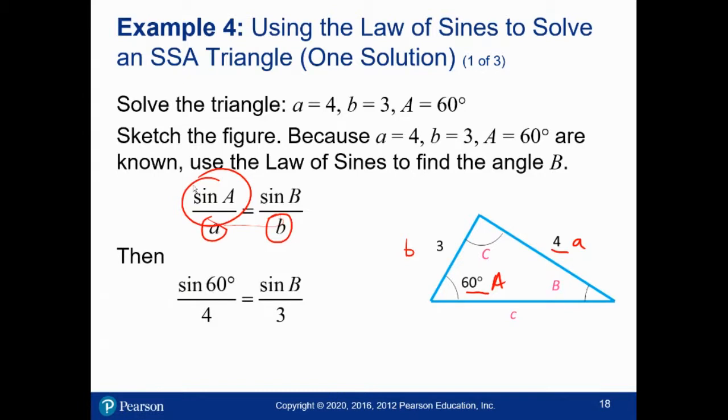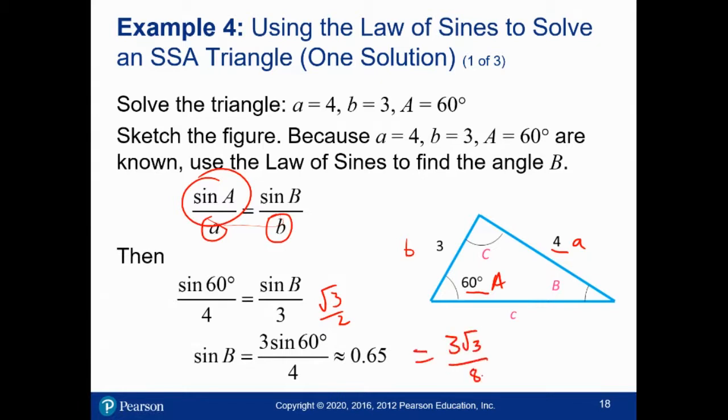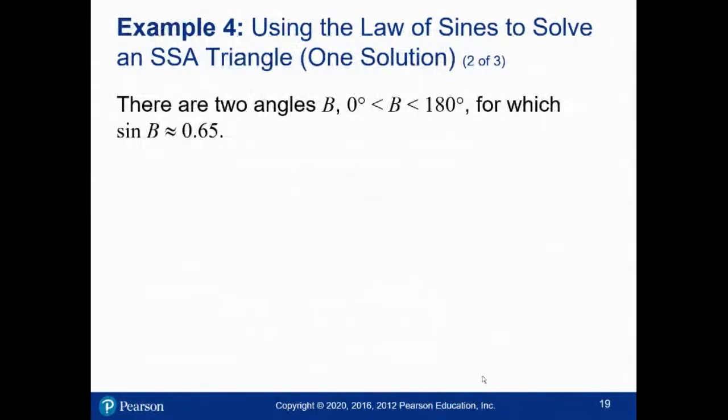Well, thankfully, sine of 60 degrees is something we actually know exactly. The sine of 60 degrees is root 3 over 2. So this is approximately 0.65. It's exactly 3 times the square root of 3 over 8. So I have the sine of B is about 0.65. But there are 2 angles that do that. So here's the unit circle picture.